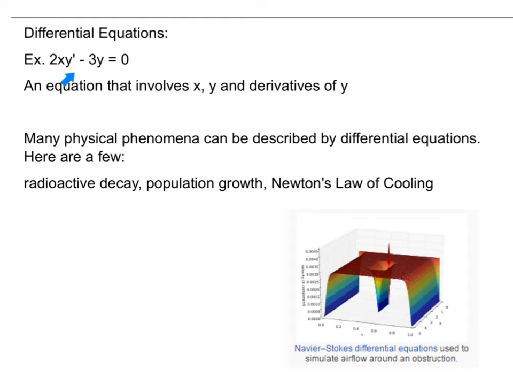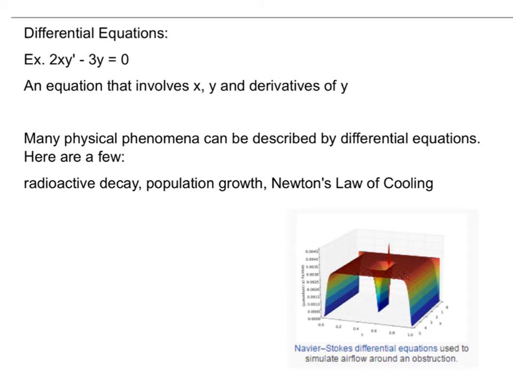So a differential equation looks like this right here: 2x y prime minus 3y equals 0. It's an implicit differentiation. So it's an equation that involves an x, a y, and then derivatives of y. So it's a derivative that's been taken with respect to x.